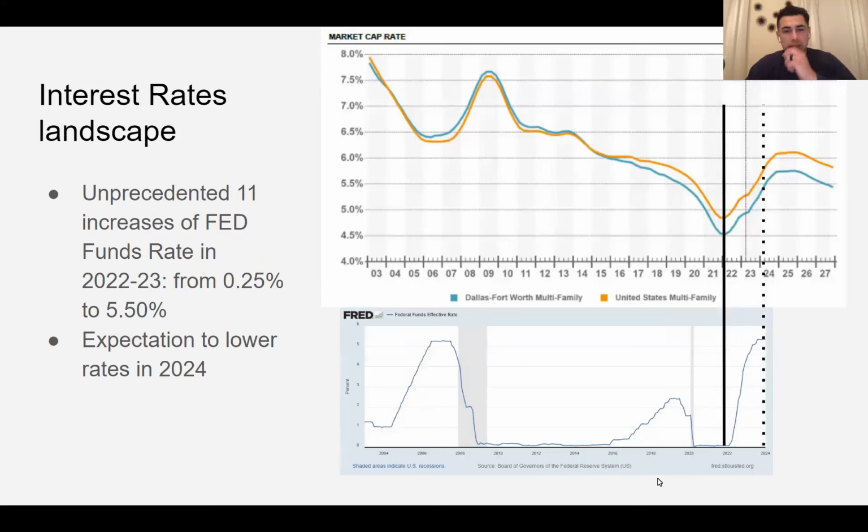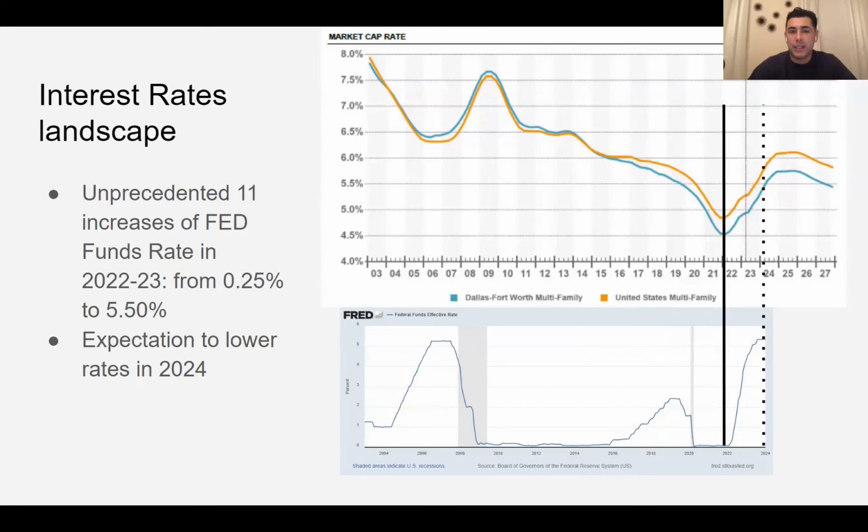All right, so here's a graph that, as you guys are familiar with, the Fed funds rate has increased from 0.25 to 5.50, 11 raises in a matter of months. So that has greatly impacted the economy as a whole. People are losing properties left and right. Deals are a lot more difficult to underwrite so that they make sense.